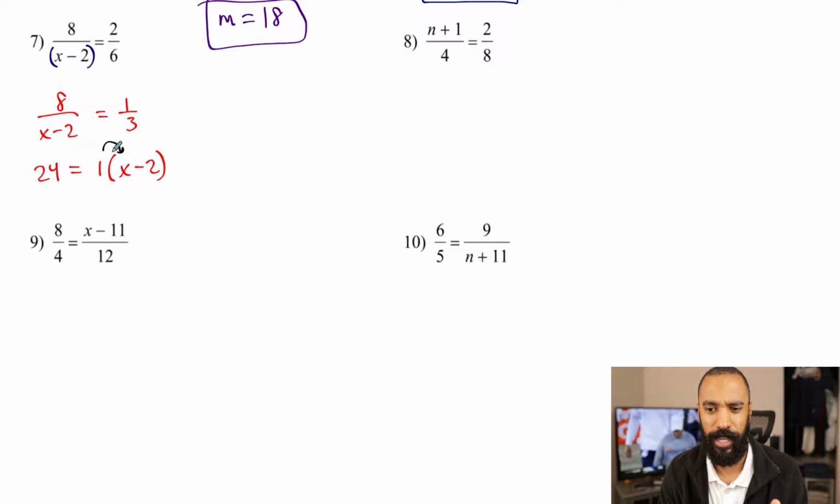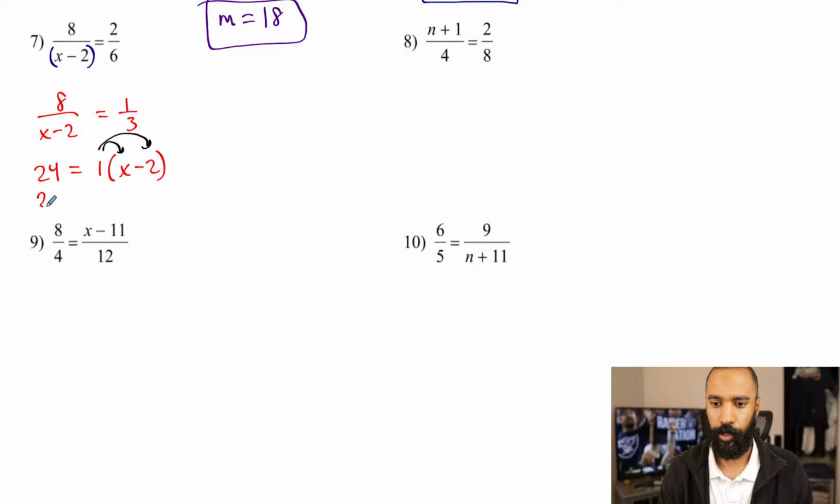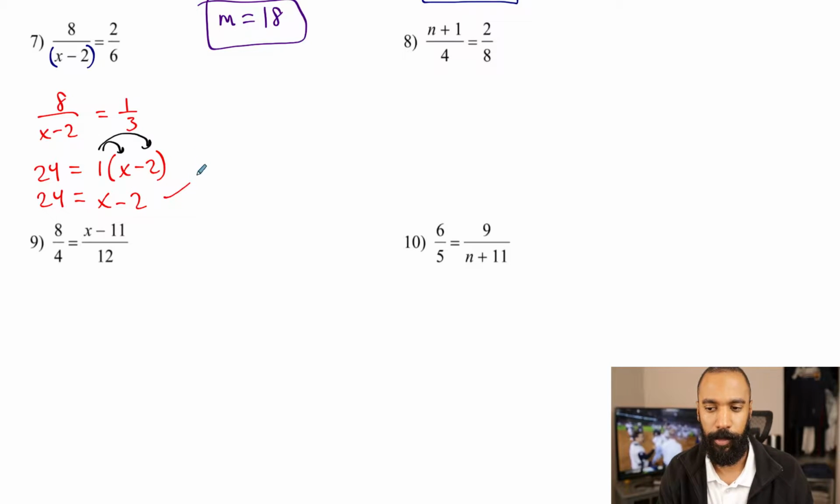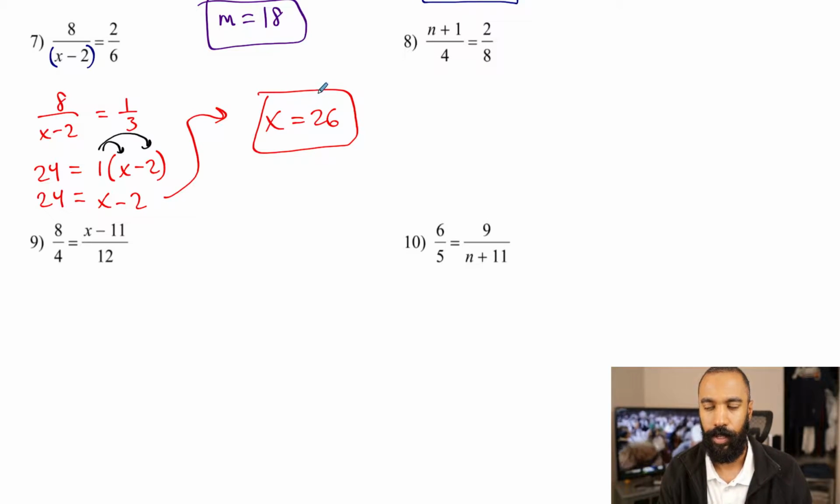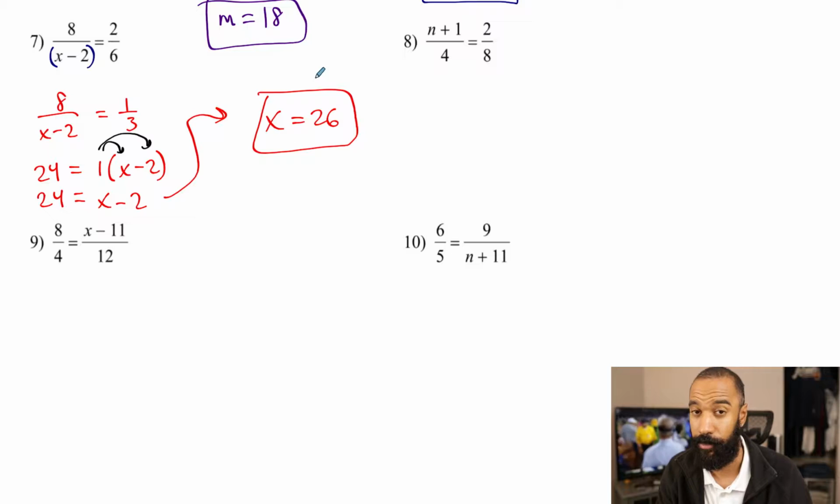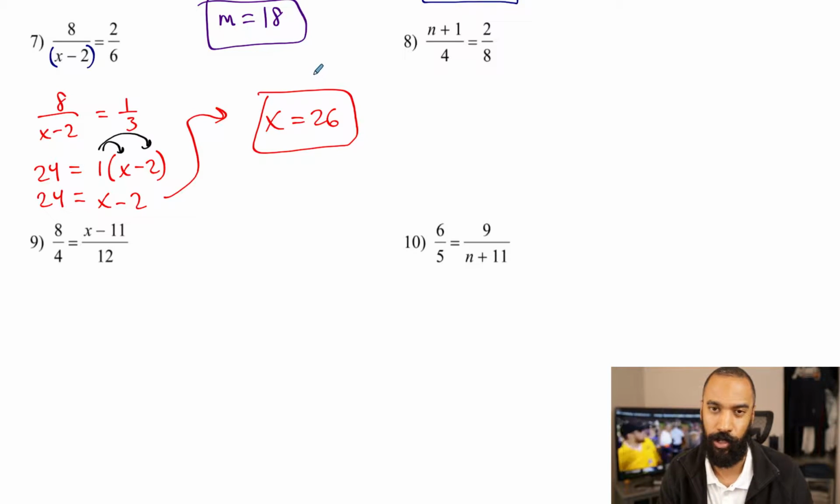1 would distribute into here, but of course 1 times x is x, and 1 times negative 2 is negative 2. So 24 equals x minus 2. Add 2 to both sides. You get x equals 26. More than one way to do these problems, of course, but I'm going to do fraction reduction whenever I can. No reason for me not to. There really isn't. So I shall.